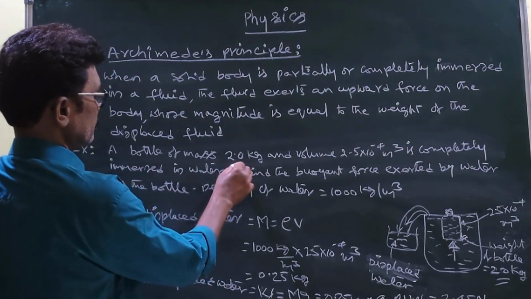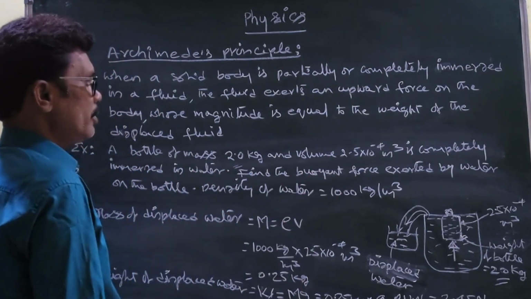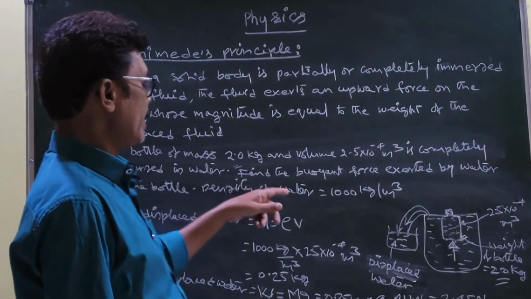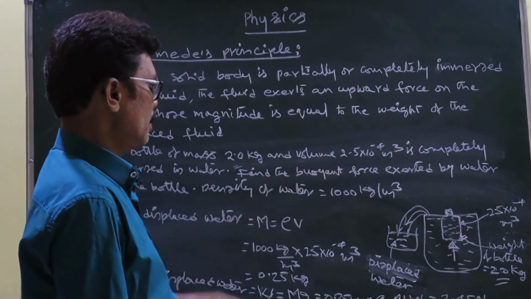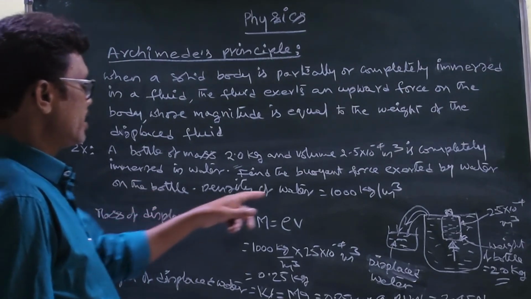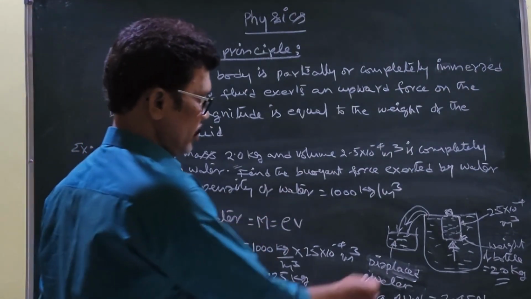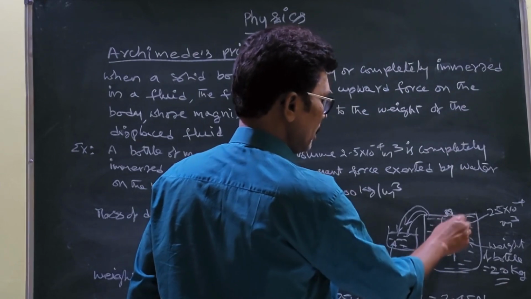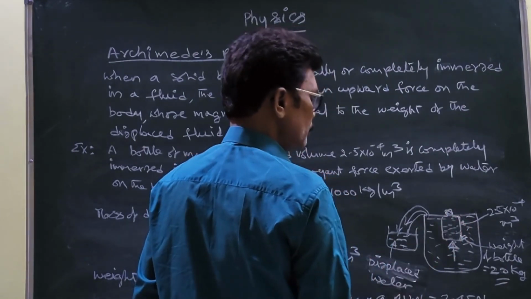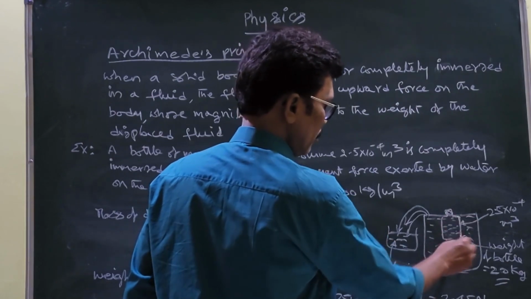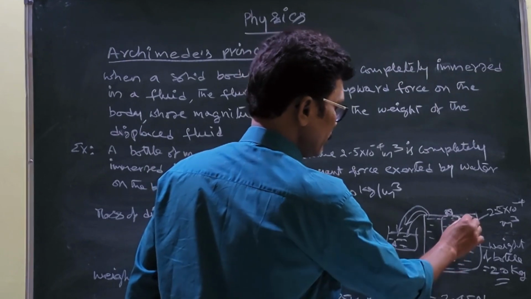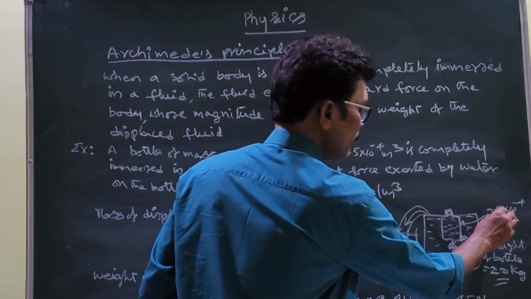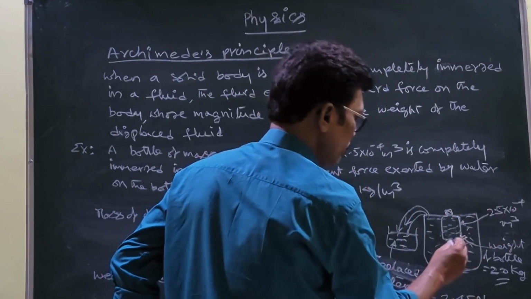A bottle of mass 2 kg and volume 2.5 × 10^-4 m³ is completely immersed in water. Find the buoyant force exerted by the water on the bottle. Density of water is given as 1000 kg per meter cube. This is the problem. This is the container filled with water, and this is the small bottle completely immersed in it, with volume equal to 2.5 × 10^-4 m³.